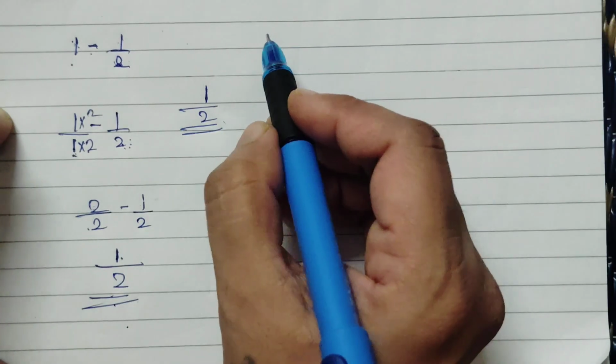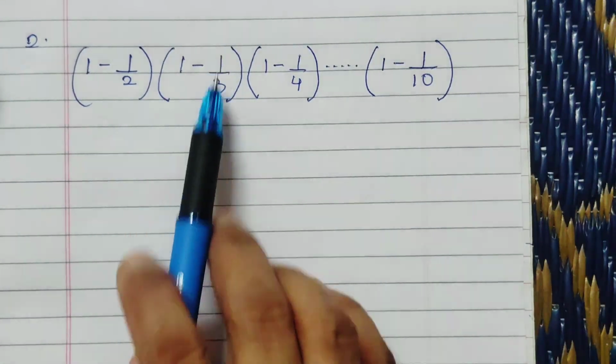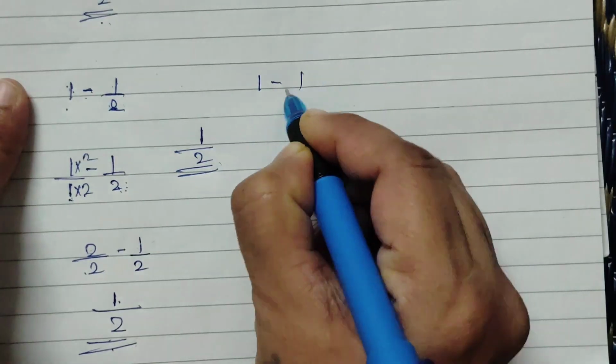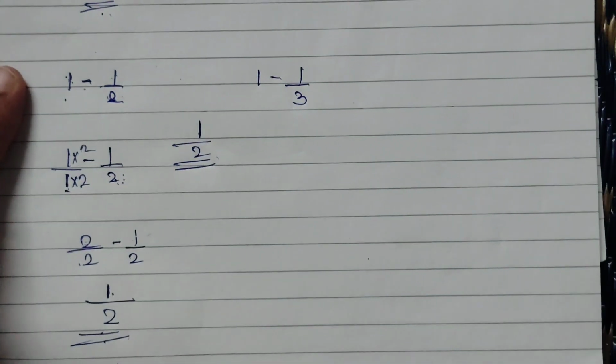Got it? So next what is it? 1 minus 1 upon 3. So I will show you that also. 1 minus 1 upon 3. Okay, same.